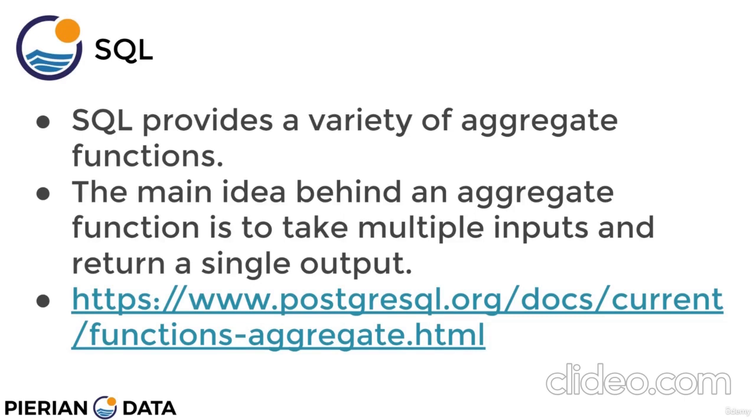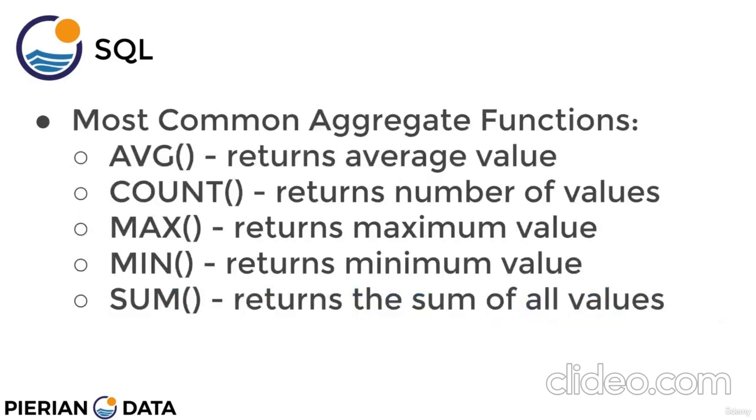Now, PostgreSQL provides many different types of aggregate functions, and you can check out the link in this slide in order to go to the official documentation page, but we're just going to discuss the most common aggregation functions in this particular lecture. The most common aggregate functions are average, which returns the average value or mean value.